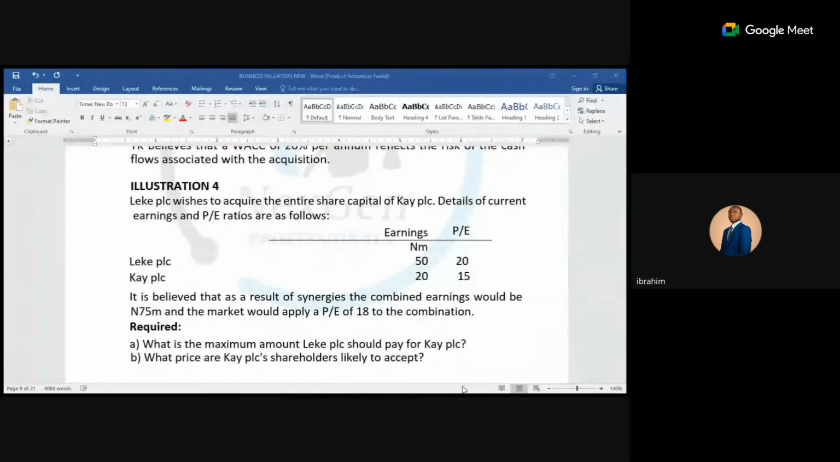Right? What is the maximum amount Lekki PLC should pay for KPLC? Meaning that we don't know what actually happened. We know that we want to determine the maximum price. B, what price are KPLC shareholders likely to accept? What are they going to accept?